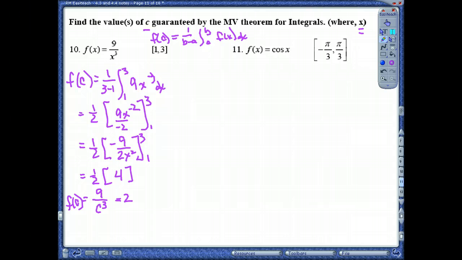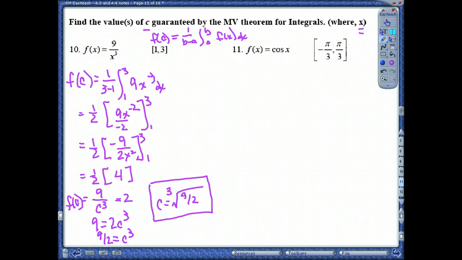So I'm going to cross multiply, so I get 9 equals 2c cubed. I'm going to solve for c cubed, so I've got 9 over 2 equals c cubed. Now I want to solve for c, so I'm going to cube root both sides. Now this doesn't look very attractive, but it is accurate. It is in between 1 and 3. It is exact. So that's what we're going to leave our answer as. We do not have to rationalize. That's our final answer. So it's not too bad, but you do have that extra step of solving for your c.